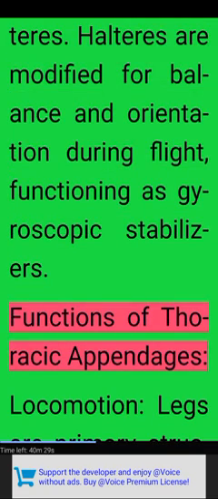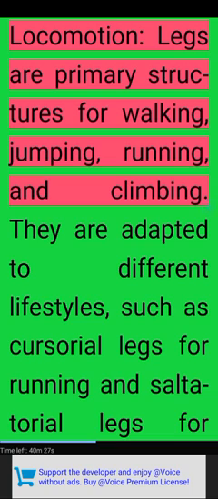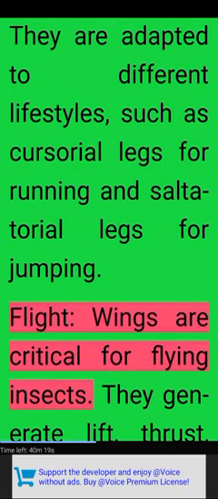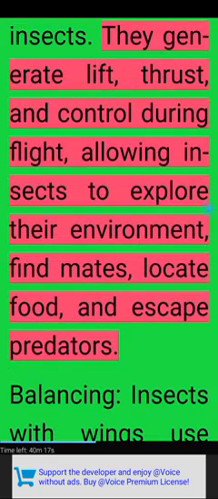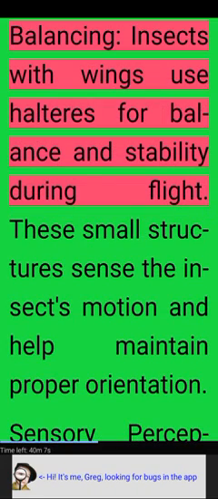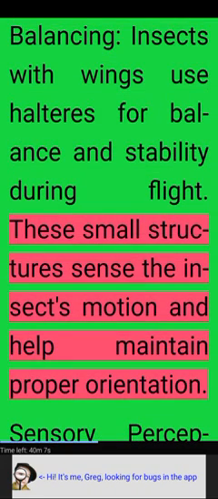Functions of thoracic appendages. Locomotion. Legs are primary structures for walking, jumping, running, and climbing. They are adapted to different lifestyles, such as cursorial legs for running and saltatorial legs for jumping. Flight. Wings are critical for flying insects. They generate lift, thrust, and control during flight, allowing insects to explore their environment, find mates, locate food, and escape predators. Balancing. Insects with wings use halteres for balance and stability during flight. These small structures sense the insect's motion and help maintain proper orientation.